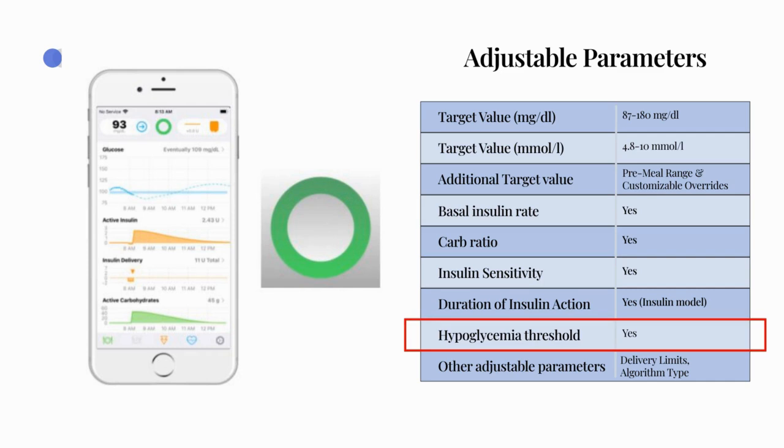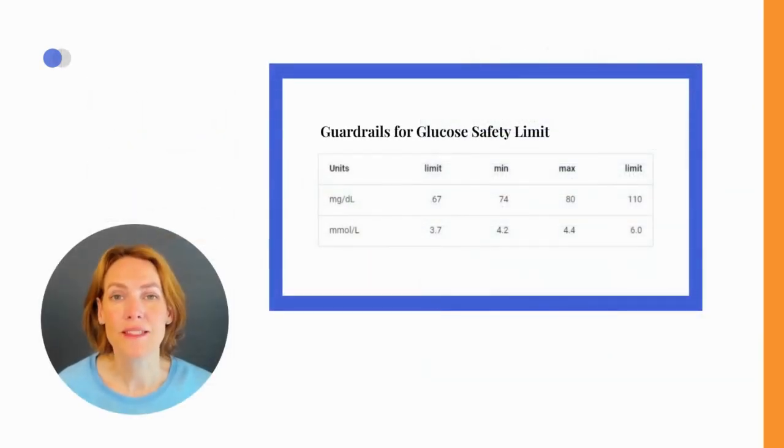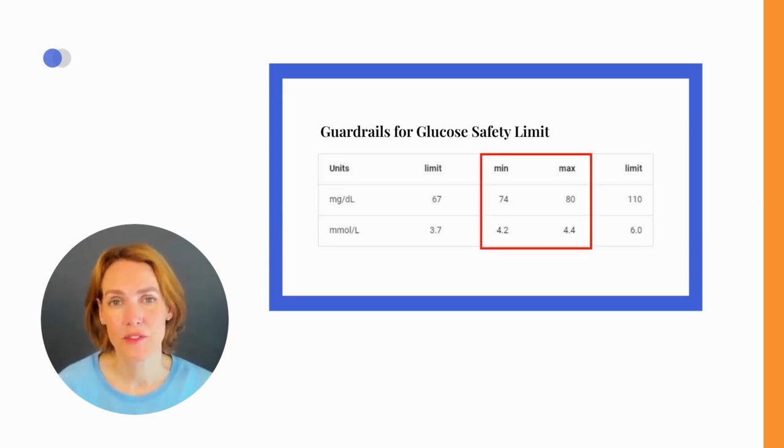The glucose safety limit can also be adjusted. This is the minimum glucose level at which basal insulin delivery is stopped to prevent hypoglycemia. It can be set between 67 and 110 mg per deciliter or 3.7 and 6.0 millimole per liter, and it is recommended to set it around 74 to 80 mg per deciliter, or 4.2 to 4.4 millimole per liter.